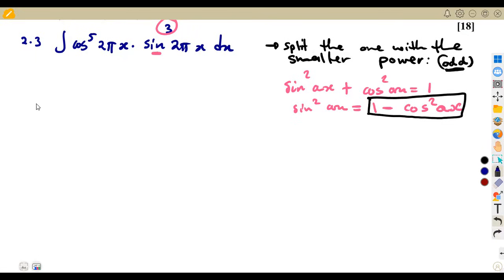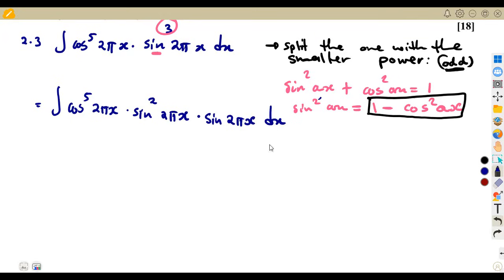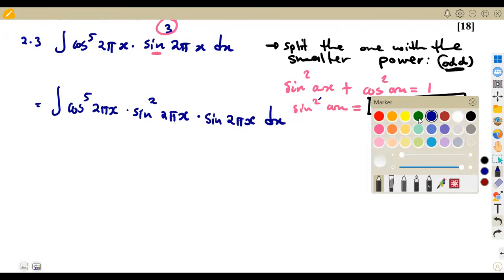So we are going to split this as the integral of cos to the exponent of 5, 2 pi x. Then the sine is going to be given as, we want a sine squared. That's the major thing that we want. So it is going to be sine squared 2 pi x. But in order for us to remain with sine to the exponent of 3, we are supposed to multiply by sine 2 pi x. If we multiply this, we get back to the original question, so that we have introduced the sine squared.